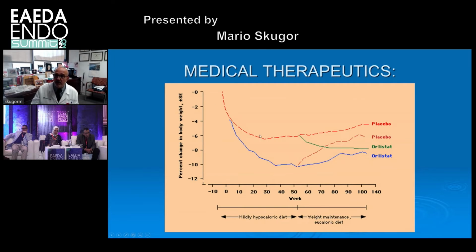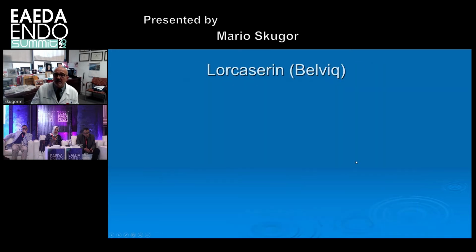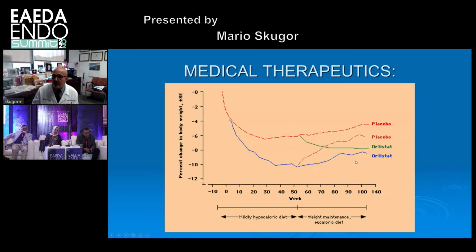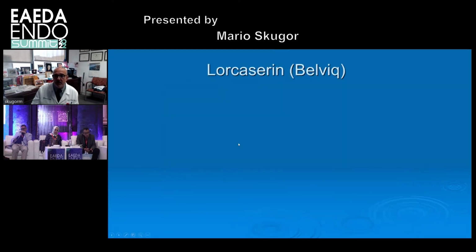On the opposite side, if you do the placebo, there is some weight loss with the diet and exercise, but if you then start orlistat, there is additional weight loss. Now, the problem with orlistat is that it has unpleasant gastrointestinal side effects, and people tend to stop it over time.